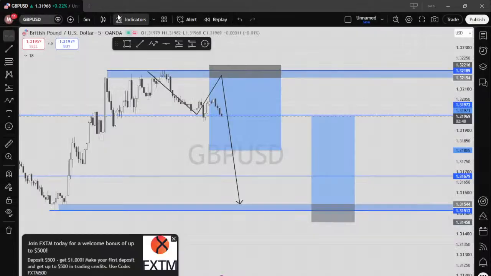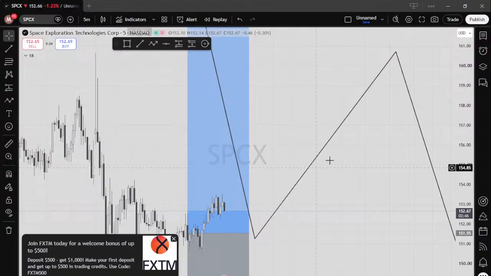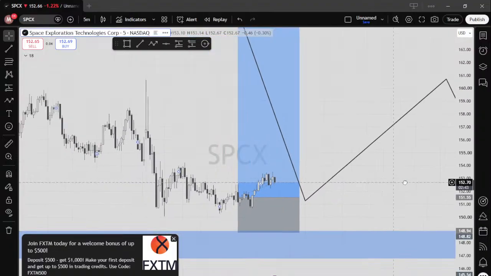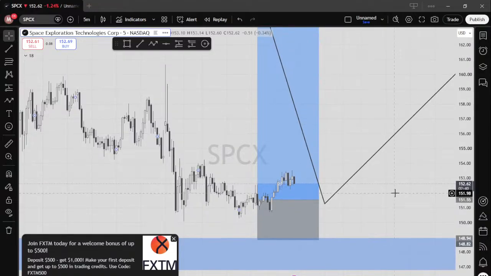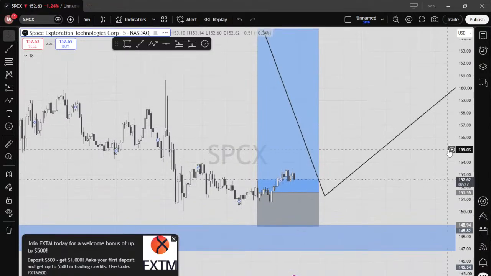So let's check SpaceX. The market is going towards the direction where I want to go, in profits as you can see. The market is at my TP there. Understand basic stuff.